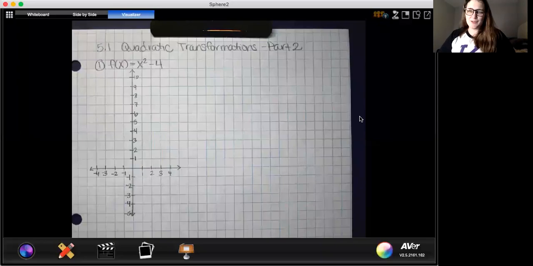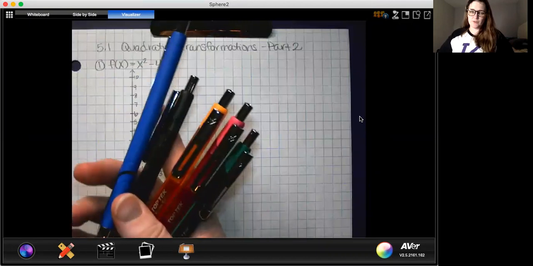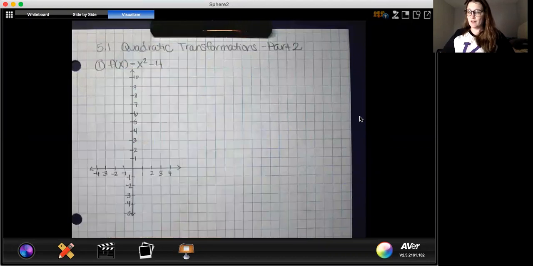Welcome back. Today we are doing 5.1 quadratic transformations, part 2, and we're going to be doing graphing today. As you can tell, I already have part of my grid up here for number 1. f of x equals x squared minus 4. Now, for today's lesson, I do have a variety of colors to help us visually see our transformations. If you don't have any colors, that's okay. It is helpful though.